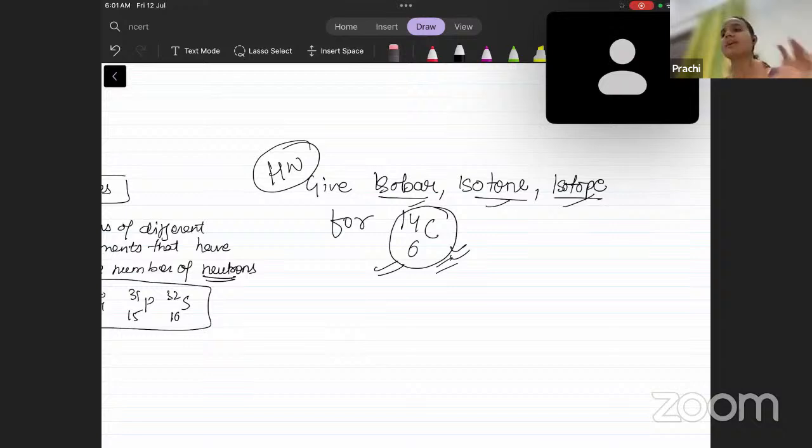Then you have the other two isotopes. Okay, so I hope this topic is clear to you. Now, in the next class, we will start with the developments that led to Bohr's atomic model. So we'll start with learning about electromagnetic radiations.